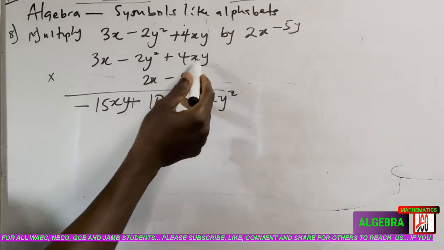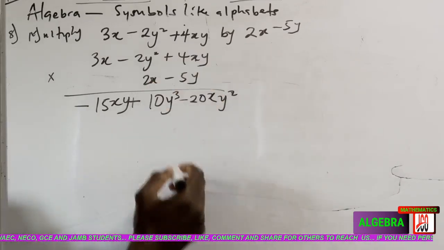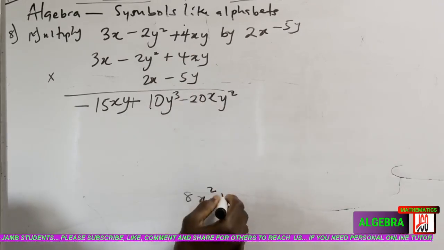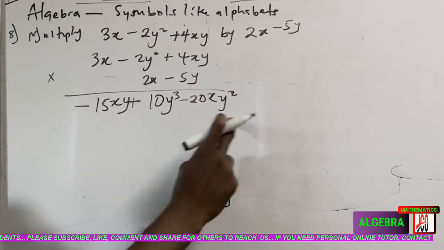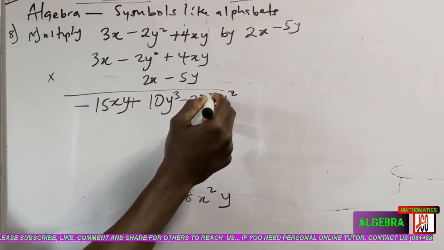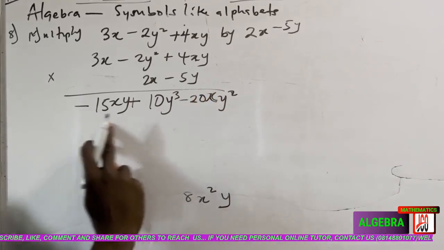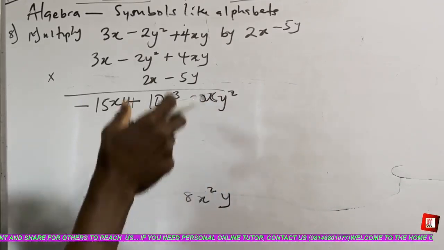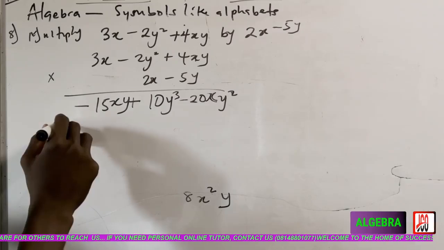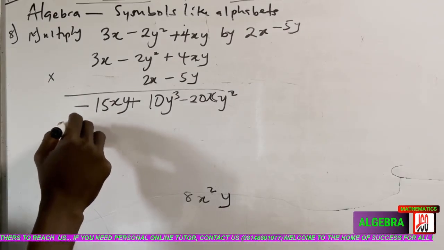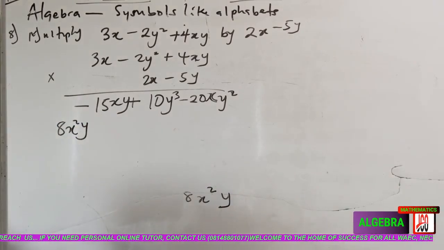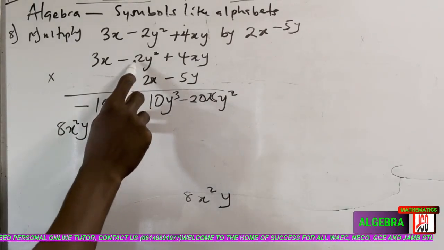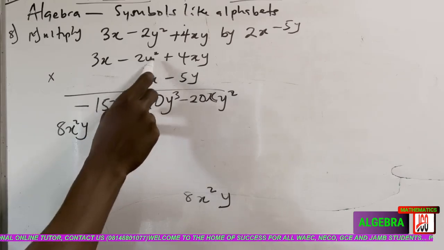2x times 4xy. 2 times 4 is going to give me 8. X times x will give me x square. Then my y. If I look closely here, nobody has x square y as the coefficient. If I place it under, it's not going to help me, I can't add them. So I'm going to come here and write 8x square y.